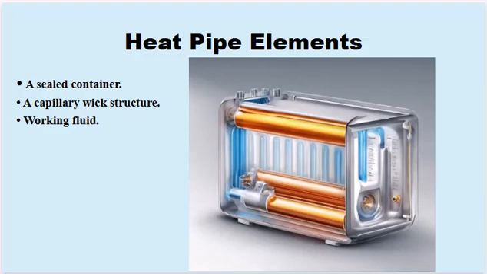Heat pipe elements. Sealed container: the heat pipe is a sealed, hollow container that holds the working fluid and allows for the transfer of heat. Capillary wick structure: inside the heat pipe, a capillary wick structure helps to circulate the working fluid by capillary action. This structure draws the liquid back to the evaporator end after it condenses at the condenser end. Working fluid: the heat pipe contains a working fluid, typically a liquid, that evaporates at the hot end and condenses at the cooler end, transferring heat through the phase change process.